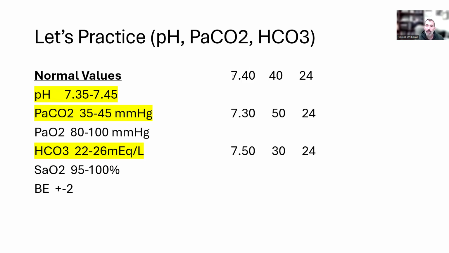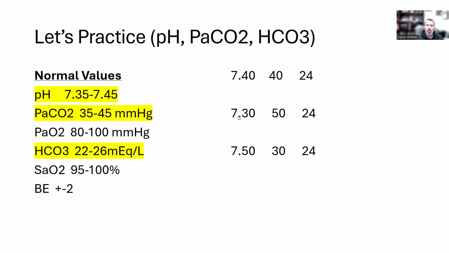So if the very first blood gas listed here is 7.40, 40, and 24, the first thing I'm going to do is look at that pH. pH is normal. Now, if it's normal, there's not anything that pushed it out of the way, so I'll just look at the rest of it. So my CO2 is normal and my bicarb is normal, so I would be okay to call this a normal blood gas.